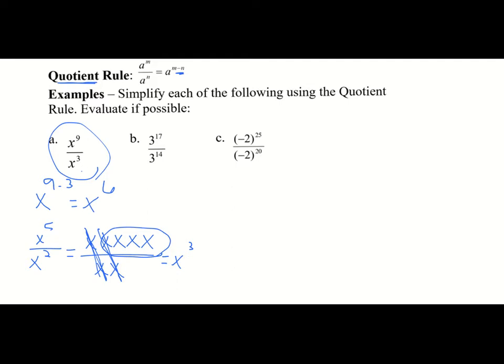For B, again, your bases have to be the same. Both of my bases are 3. 17 minus 14 would give me 3 to the 3rd power. And then for C, both bases are negative 2, so I'm going to keep the negative 2, and the fraction bar is removed once we subtract. So 25 minus 20 is going to give me 5. So I have negative 2 to the 5th power, and you do want to put parentheses around that negative 2, so we know the 5 goes to the whole problem, not just the 2.